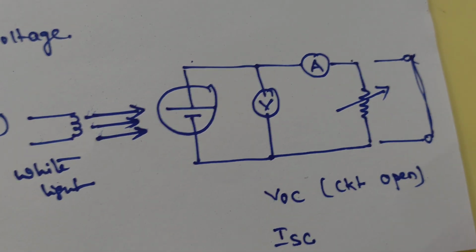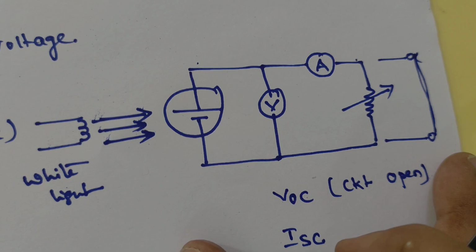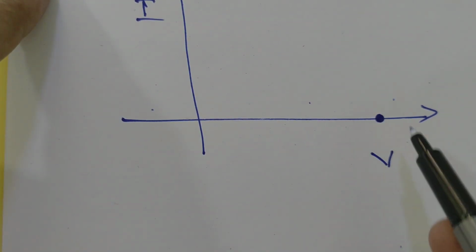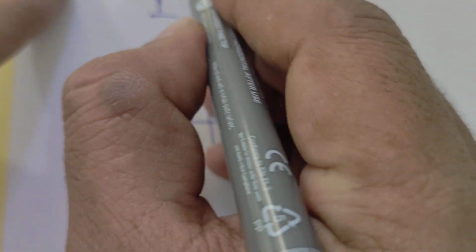And now again I'll take the voltage and the current. As discussed, this is the open circuit and this is the short circuit.